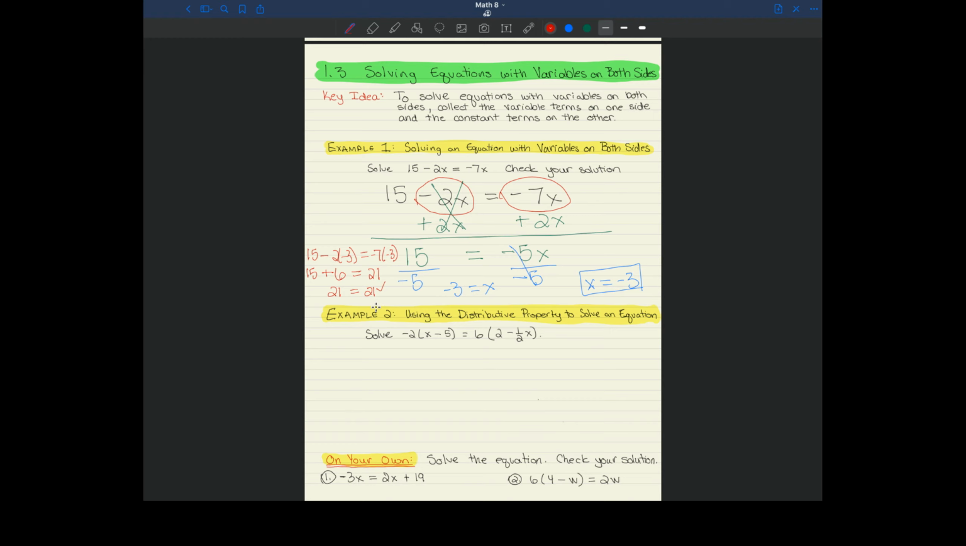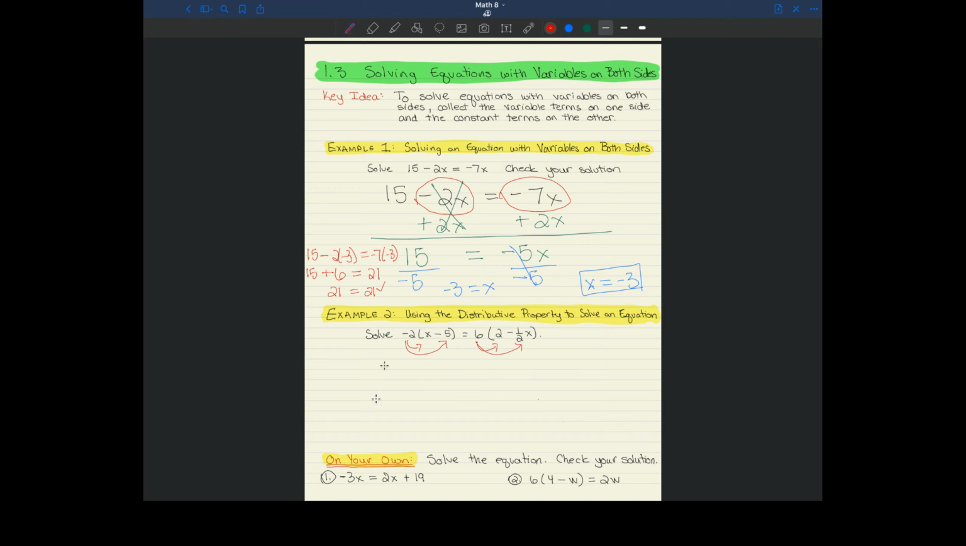For example 2, it says use the distributive property to solve the equation. So the first thing that I need to do when I look at this problem is I can see I have a negative 2 outside of the parentheses multiplying by that x minus 5, and then 6 on the outside of the parentheses multiplying by 2 minus 1 half x. So I'm actually going to distribute that number on the outside. Whenever you see parentheses, I want you to think multiply. So we're going to distribute for both of these.